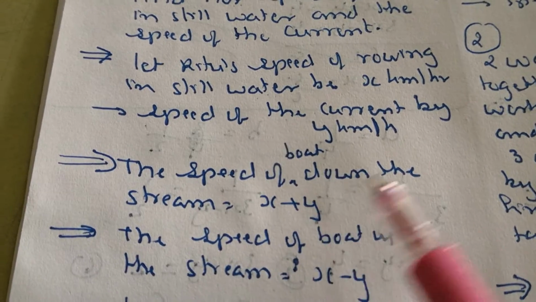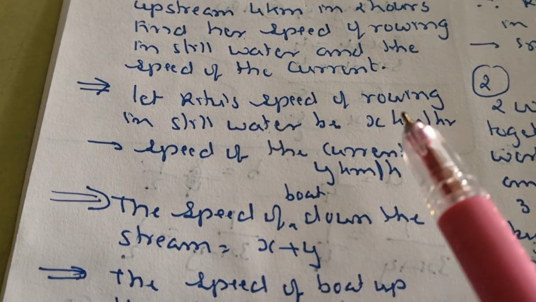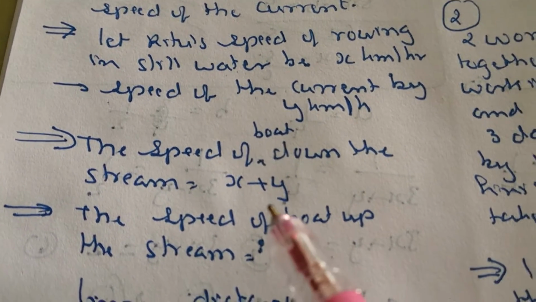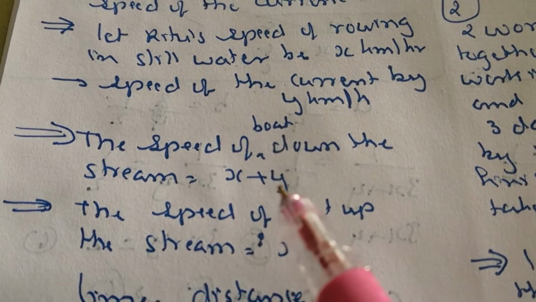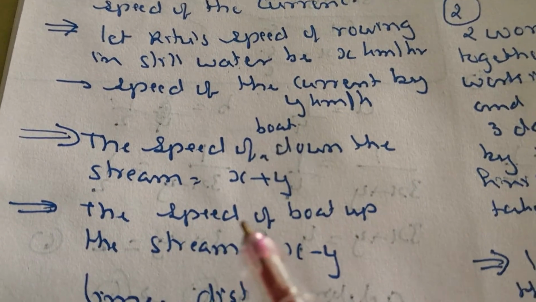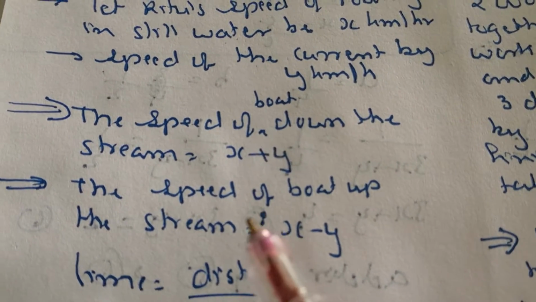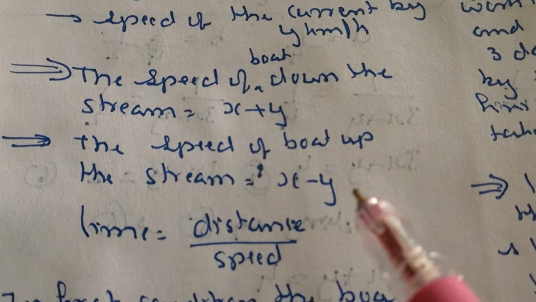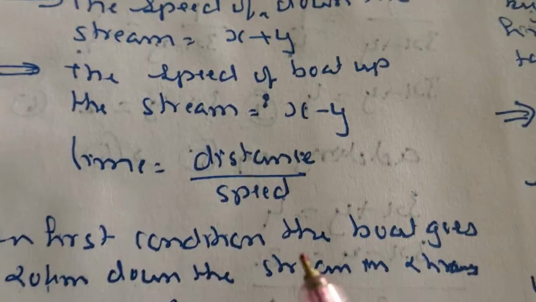The speed of the boat downstream: the speed of rowing we have taken as x, and downstream means it is going along the flow of water, so we are going to add y. Same way, speed of the boat upstream, that is going in the opposite direction of the flow, so y will be subtracted, so x minus y. As you know, time is equal to distance upon speed.